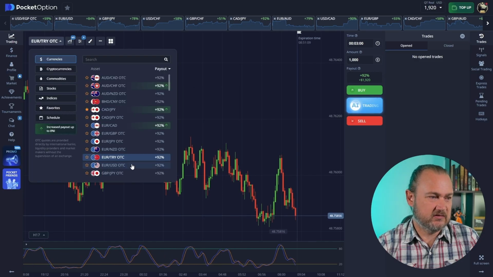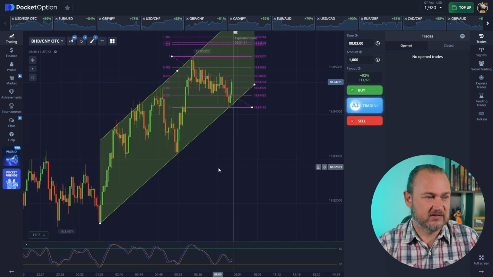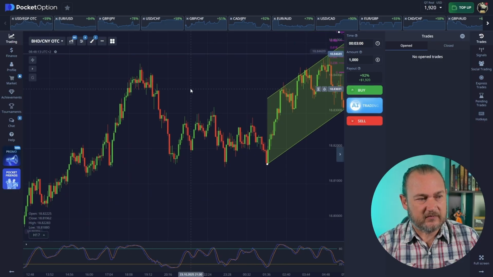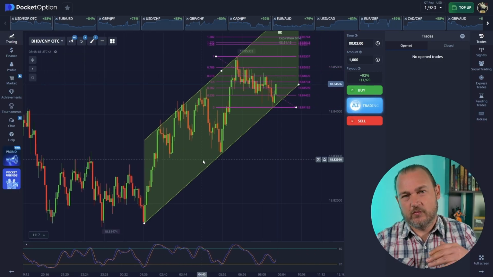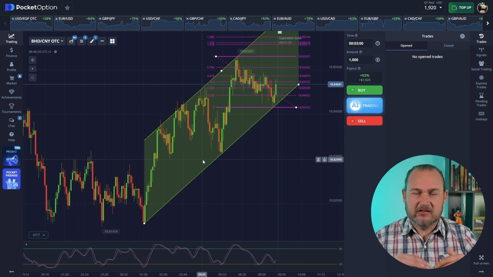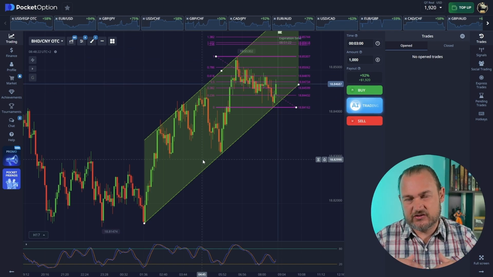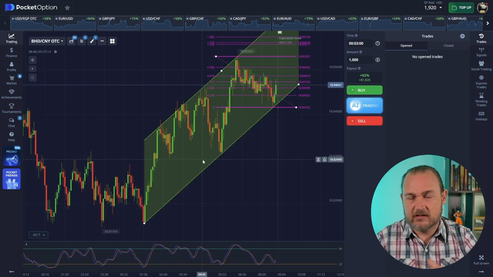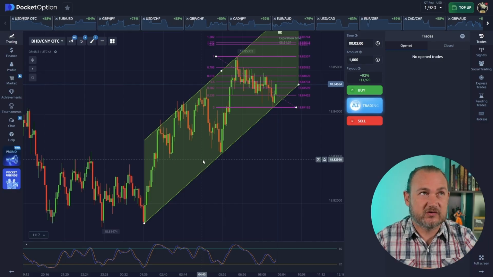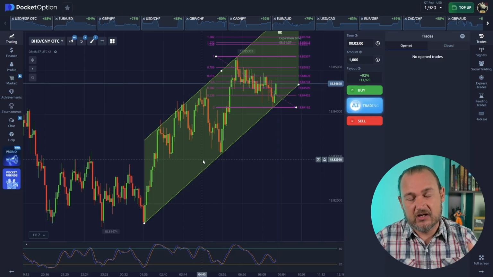Actually, you know what? Let me try and explain again. We'll go back to this. I'm just going to recap this quickly. When price is trending, let's start with the definition of a bullish trend. We know we're in a bearish trend if price is making lower lows and lower highs. If we are in a bullish trend, price is making higher highs and higher lows.